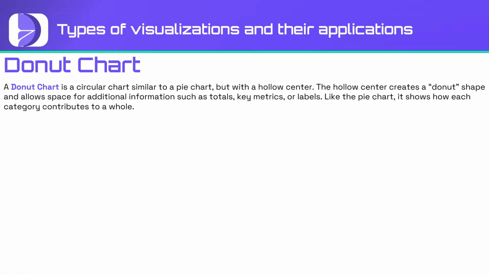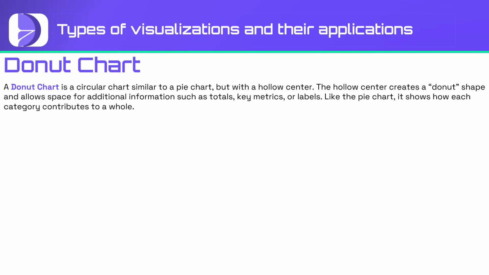A donut chart is a circular chart similar to a pie chart, but with a hollow center. That means there is an inner circle aside from the circular part, and that inner circle is what we call the hollow center. The hollow center creates a donut shape and allows space for additional information such as totals, KPIs, or labels. If you remember how donuts look, a donut is a circular-shaped snack with an inner circle in it. So that's where the name donut chart comes from.